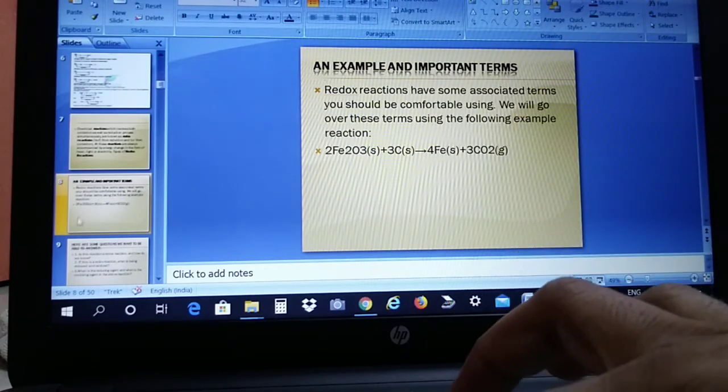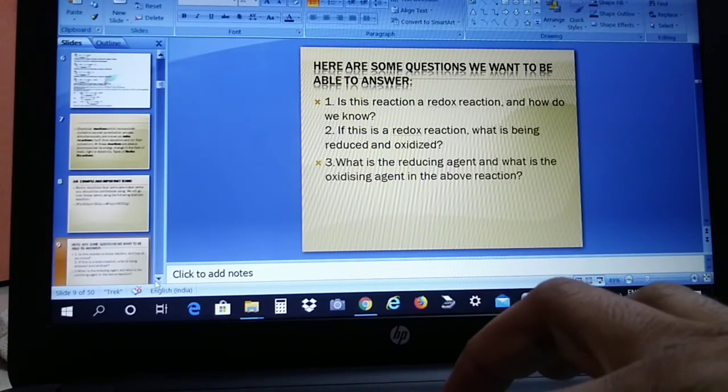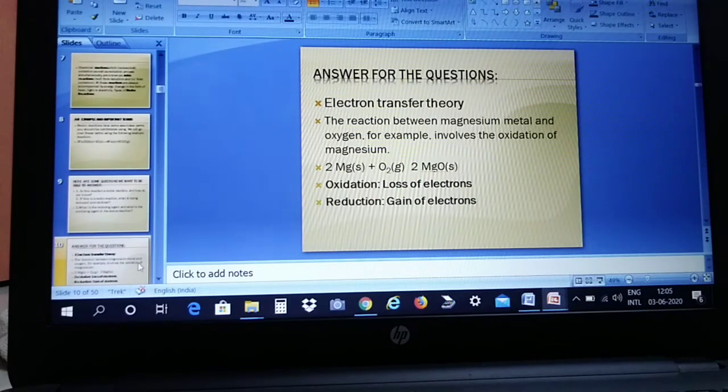So we should be able to answer this. We will see the answer for that question next. Electron transfer theory is the answer for that question. The reaction between magnesium metal and oxygen, for example, involves the oxidation of magnesium. With the help of this example, we are going to understand that in terms of loss or gain of electrons, you can understand redox reaction. So this is an electron transfer theory.